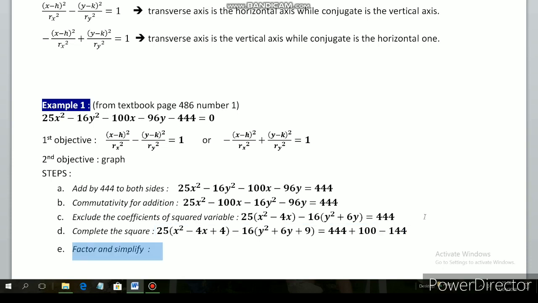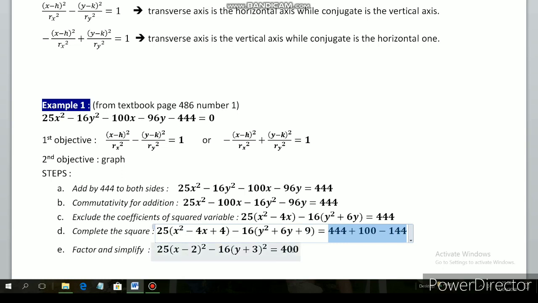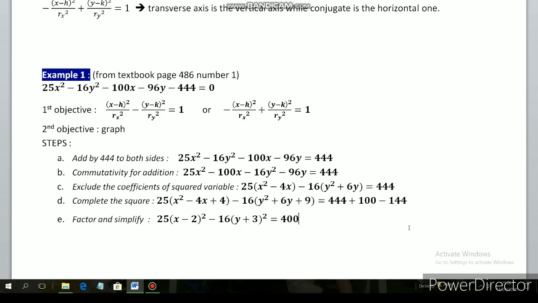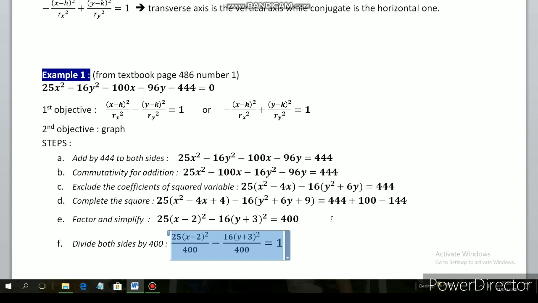So I factor and simplify it. When I factor this, it becomes like this. And when I factor this, it becomes like this. So I simplify the right member. So I did add it and subtract it. It becomes 400. Up until this, I hope it's clear. Next, since I need 1 on the right member, I need to divide all by 400 to get 1 on the right member. I divide both sides by 400. This is the result. Since I can cancel 25 and 400, I can cancel also 16 and 400. In the end, I will have this.